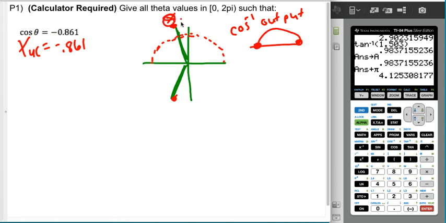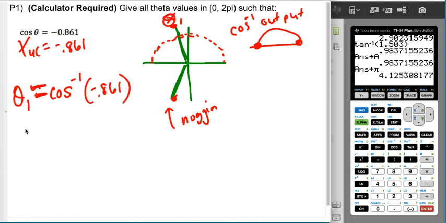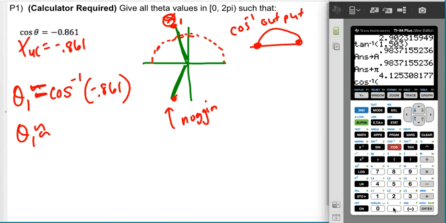So we'll call that one theta 1. But this one, you're going to have to use your noggin to figure out. So I'm going to go ahead and find theta 1. The thing I'm going to call theta 1, we can just say equals because I didn't do it yet, is the inverse cosine of negative 0.861. So theta 1 is going to be approximately, and we'll do second cosine of negative 0.861, right?